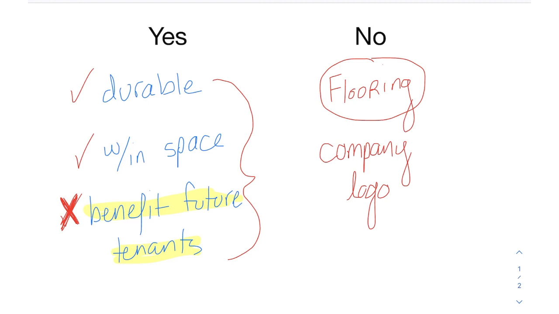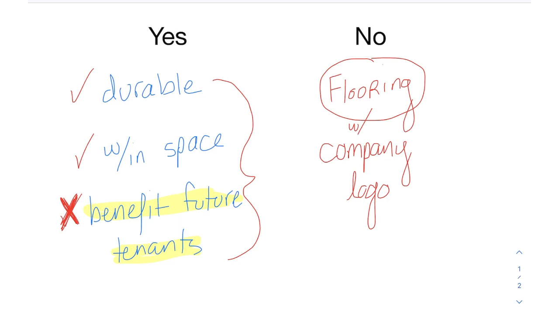And so if you said, for example, flooring with the company logo in it, that maybe would fall outside the realm of typical tenant improvement and not be something that a landlord would be willing to invest in, because that's not going to improve the value of the property. So that would be only an improvement for the current tenant, but it wouldn't benefit the landlord and it wouldn't benefit future tenants, and therefore that would probably fall outside the realm of a typical tenant improvement discussion.